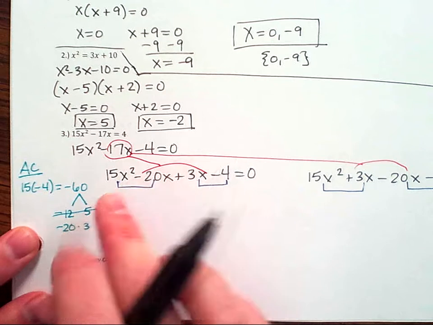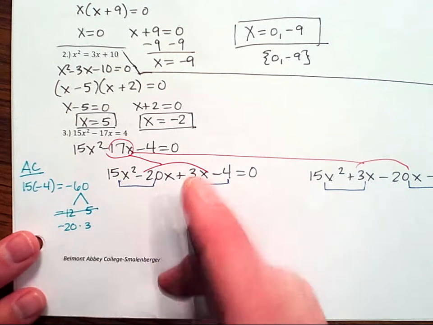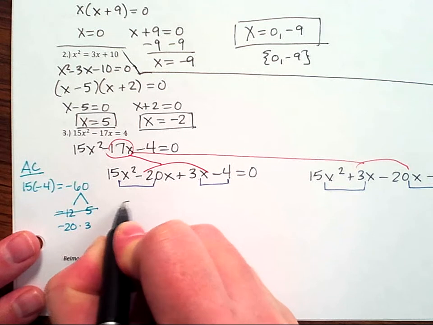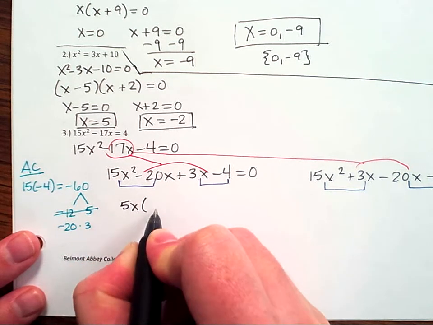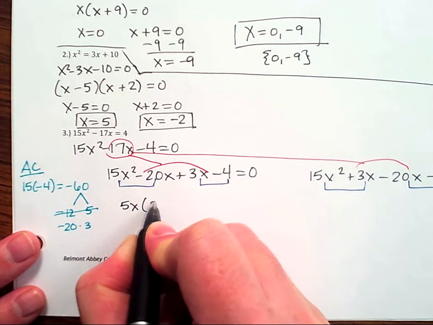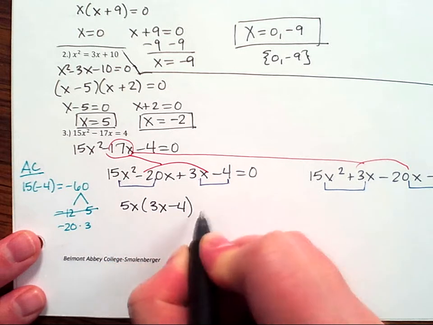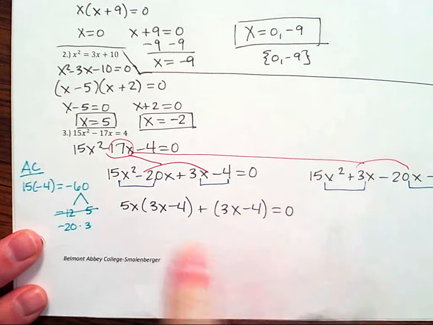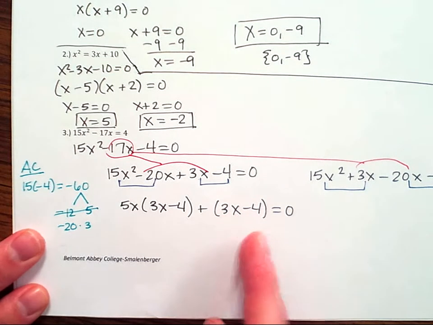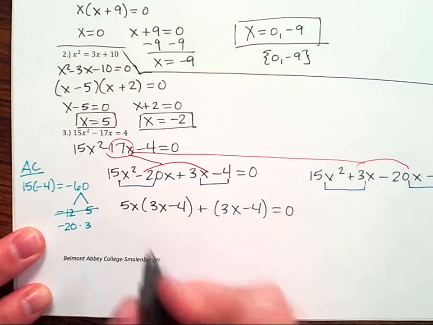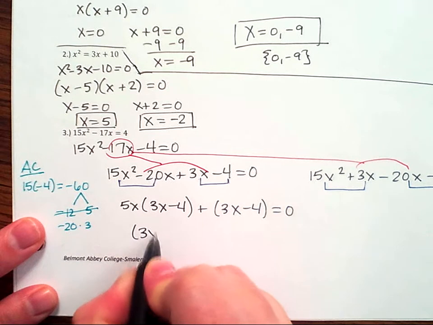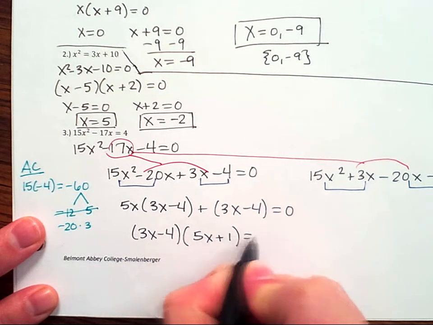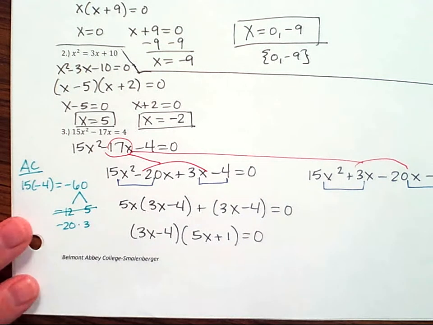I factor the first two between 15x squared and 20x. What can I take out? 5x. 5x, and what am I left with? 3x minus 4, plus 3x minus 4 equals 0. So I just put this into parentheses so it's easier to see our common term that we can factor out. So here I'll factor out my 3x minus 4. And what I have left is 5x plus 1 equals 0. So maybe that makes more sense.